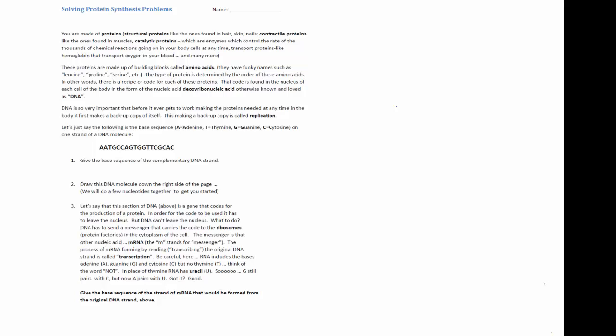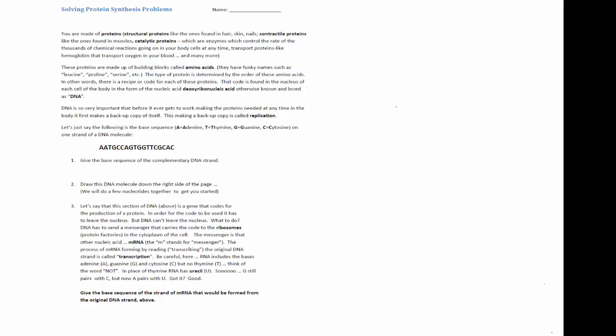So you are made of proteins, structural proteins like the ones found in hair, skin, nails, contractile proteins like the ones found in muscles, catalytic proteins, which are enzymes which control the rate of thousands of chemical reactions going on in your body cells at any time. You have transport proteins like hemoglobin that transport oxygen in your blood, and many, many more. These proteins are made up of building blocks called amino acids. Don't be afraid of the word amino acids. They're just the building blocks that make up all protein.